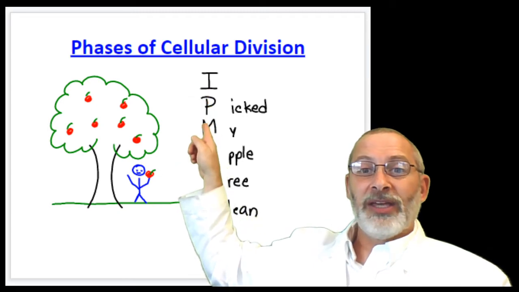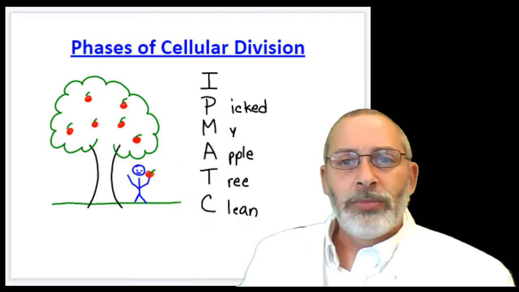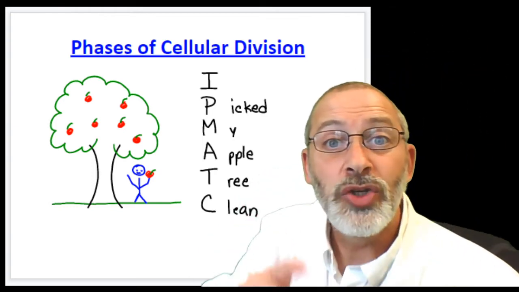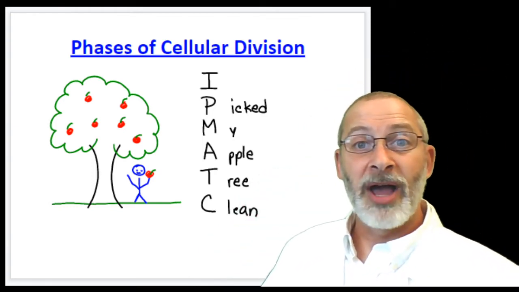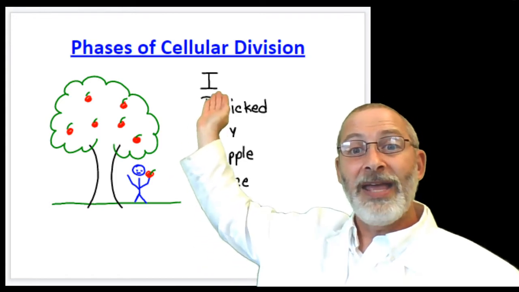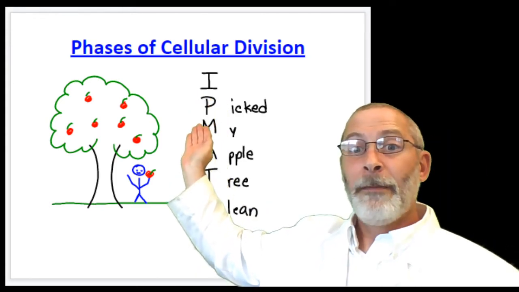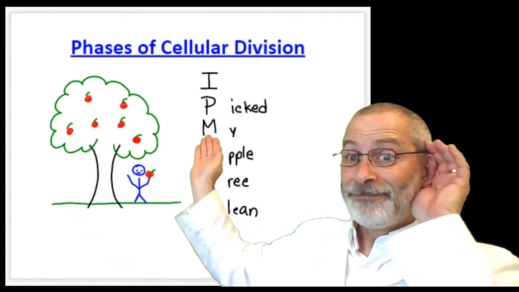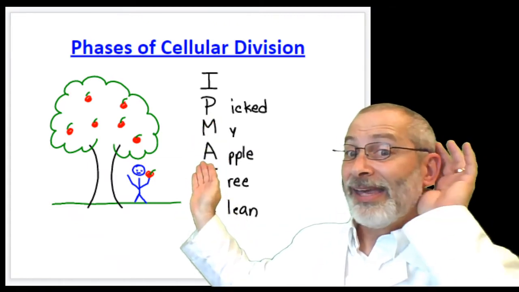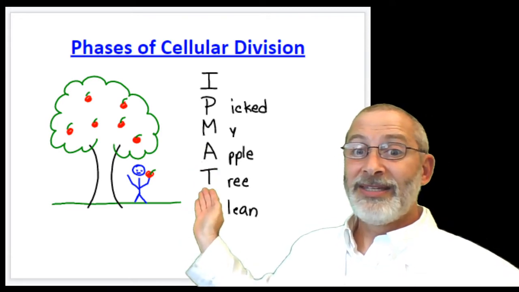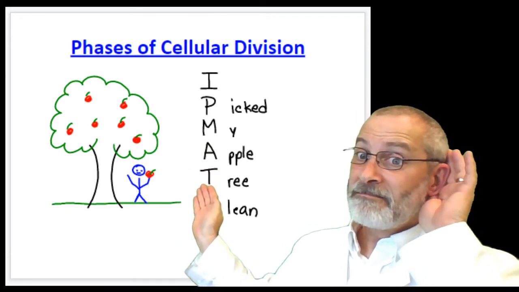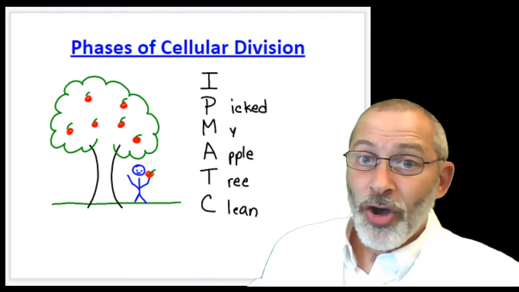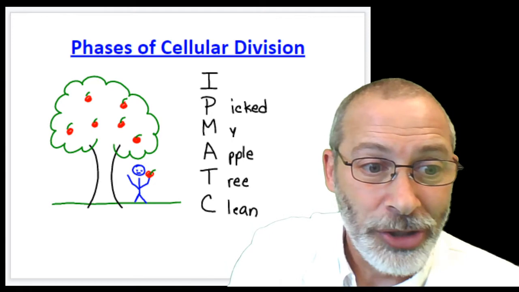I picked my apple tree clean. I, interphase. Wait, I shouldn't be telling you. You tell me. When I point to the letter, you tell me what phase of cell division I am referring to. So I, P, M, A, T, and finally C. Hopefully you got them all correct.